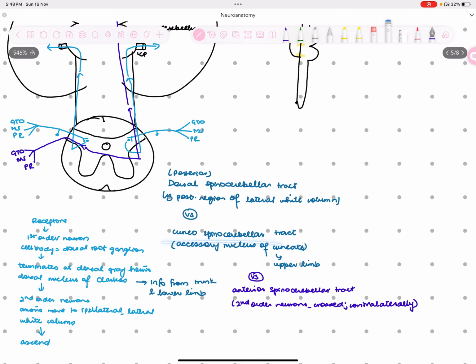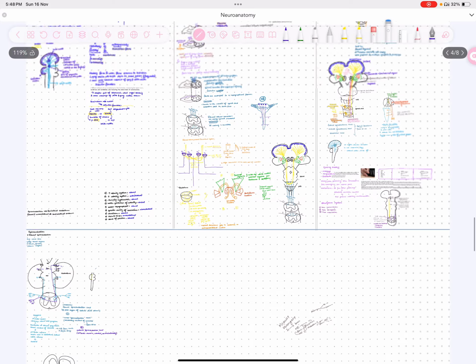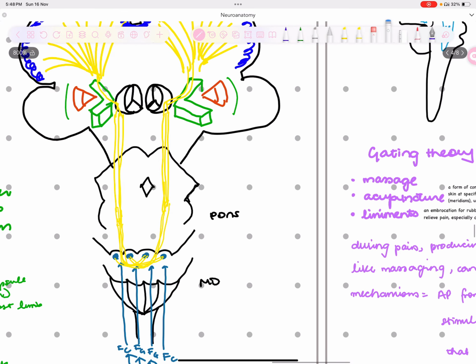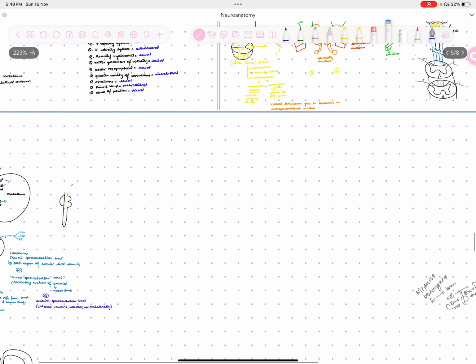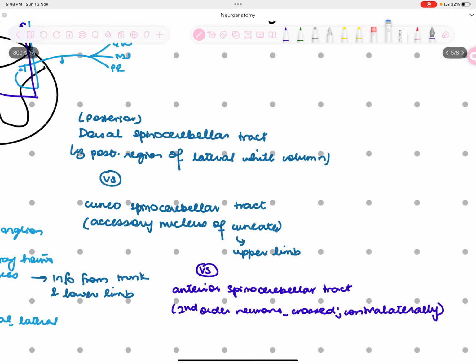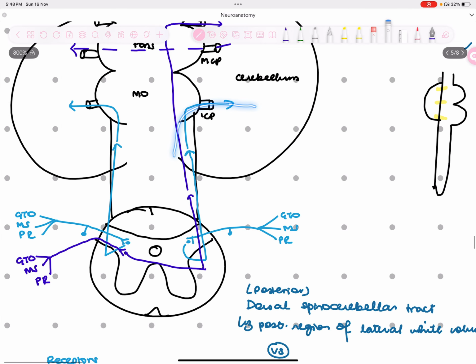Cuneocerebellar actually goes to the accessory nucleus of cuneate, and this takes information from the upper limb. The accessory nucleus of cuneate shouldn't be confused with the nucleus cuneatus. Do not confuse it with nucleus cuneatus. So cuneocerebellar is different. This basically takes information from the spine to the cerebellum through the inferior cerebellar peduncle, right? This also goes through the inferior cerebellar peduncle.